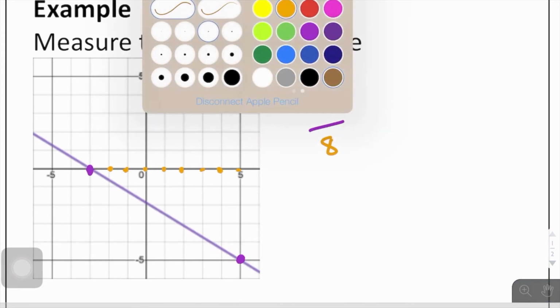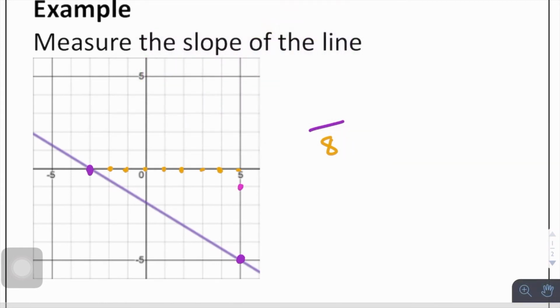And 1, 2, 3, 4, 5. 5 down. So it's a -5 then. So this is our slope.